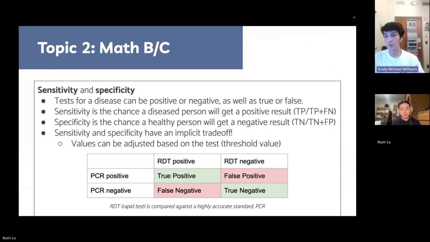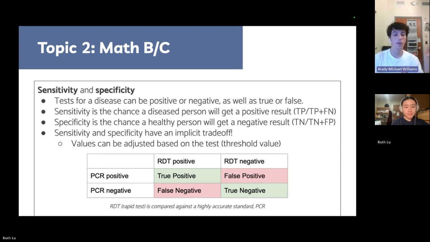So one last topic to talk about is sensitivity and specificity. So this comes up when you're looking at tests for diseases. So at the bottom, I have a table here with a rapid test and a PCR test. So we're checking how correct this rapid test is. And we're comparing it with the PCR test, which we'll assume is 100% correct. So that's kind of our baseline. If they're PCR positive, we'll assume that they actually do have the disease. So how do we measure how correct this rapid test is?